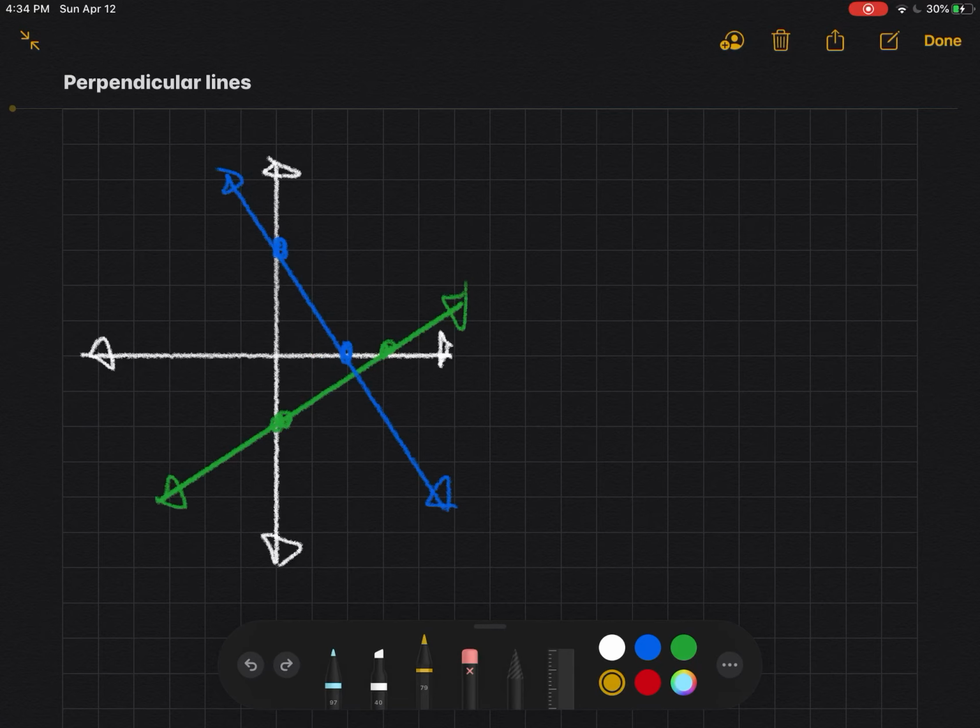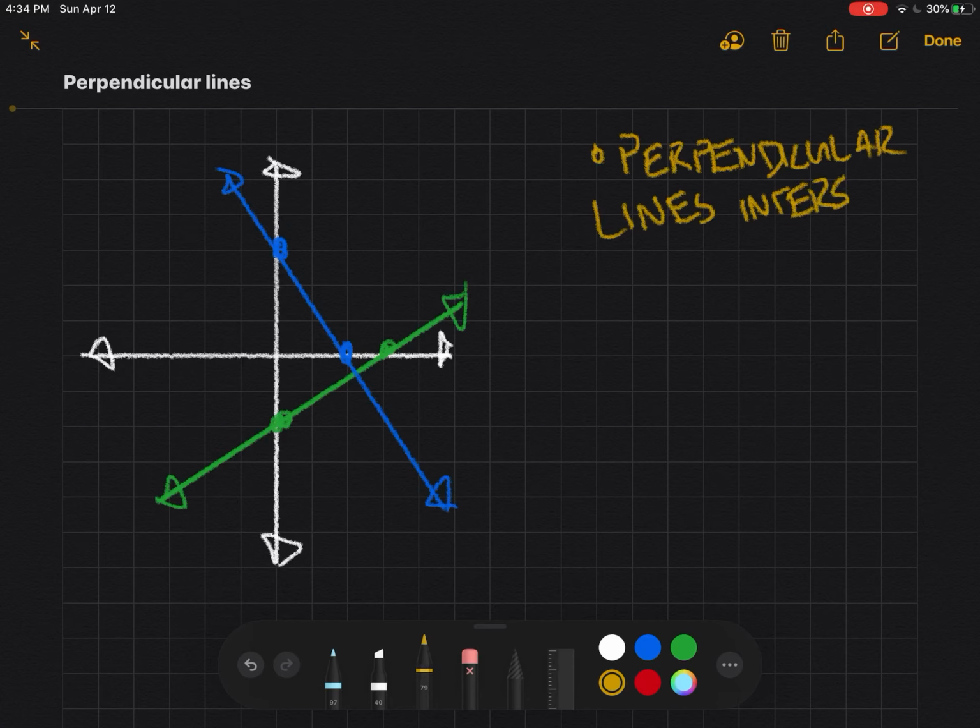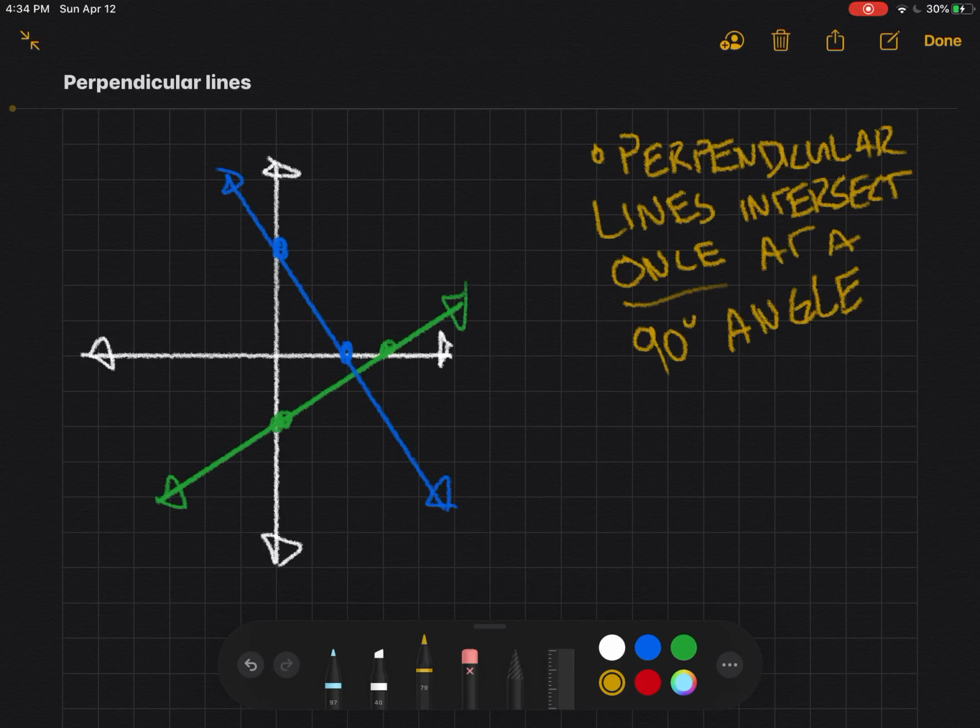So here we have a green and a blue line, and they are perpendicular. Let me tell you about why that is. This angle here is 90 degrees, and that's what it means for two lines to be perpendicular. So, perpendicular lines intersect once at a 90-degree angle.